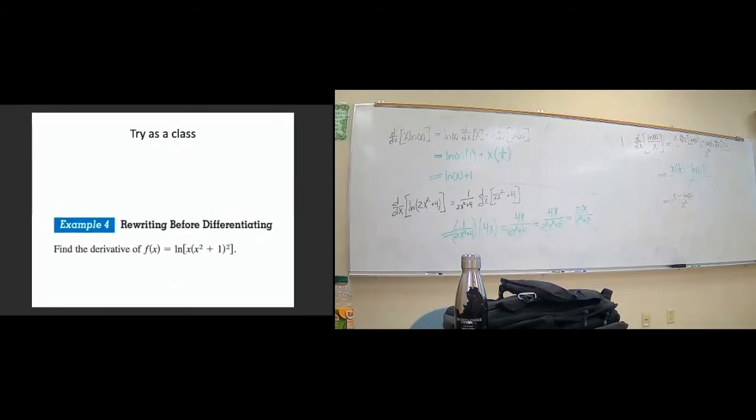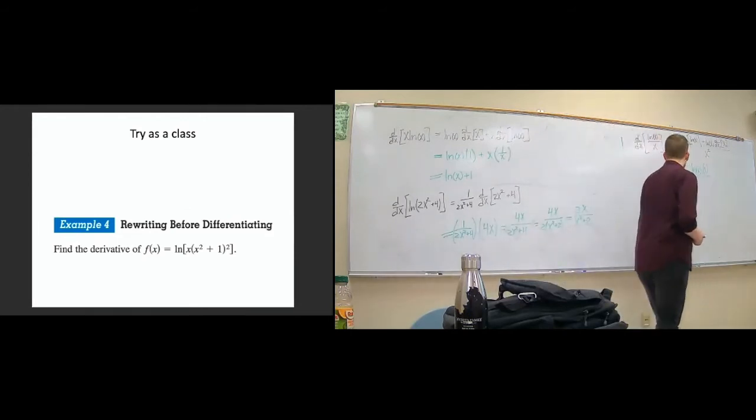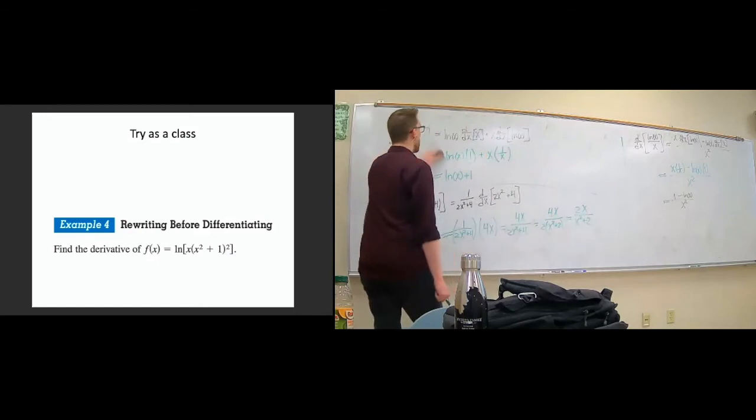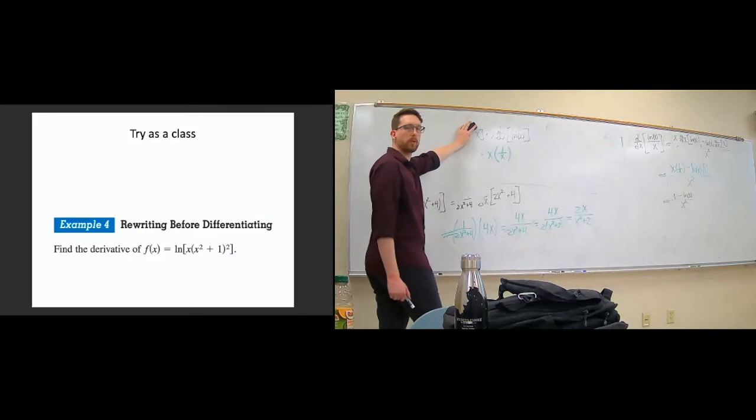So what about this? What are we going to do here? Well, the hint's in the title, right? We're going to rewrite this logarithm before we try to differentiate it. So how would we rewrite this? Folks at home, how would we start off by rewriting this? What properties are we going to use?